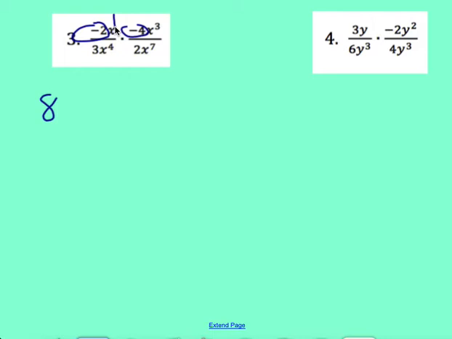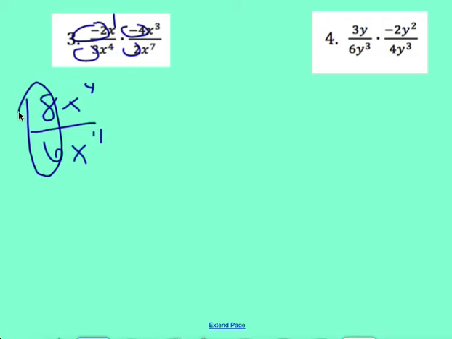So x to the first times x to the third is going to give us x to the fourth. And then we have 3 times 2, which is 6. And then x to the fourth times x to the seventh is going to give us x to the 11th. So first thing we want to do is try and reduce this fraction. So 8 and 6 are both divisible by 2. So 8 divided by 2 is 4, and 6 divided by 2 is 3. So we have 4/3 for our reduced fraction.